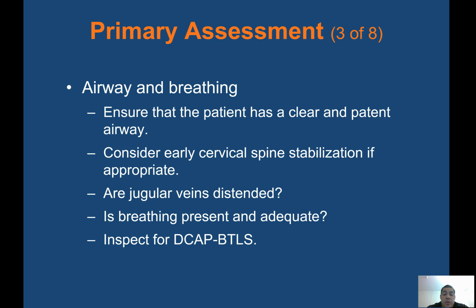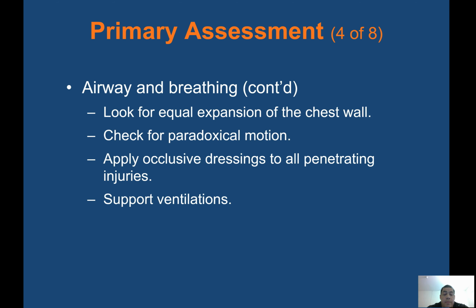Airway and breathing. Ensure that the patient has a clear and patent airway. Consider early cervical spine stabilization if appropriate. Are jugular veins distended? Is breathing present and adequate? Inspect for DCAP-BTLS. Look for equal expansion of the chest wall. Check for paradoxical motion. Apply occlusive dressings to all penetrating injuries.